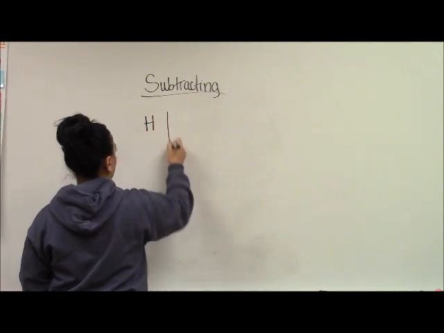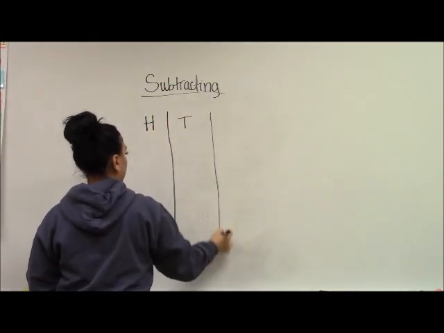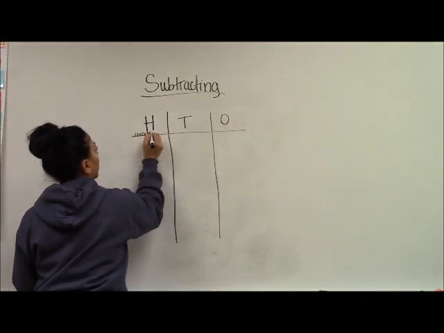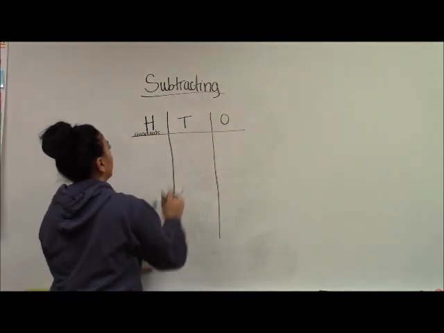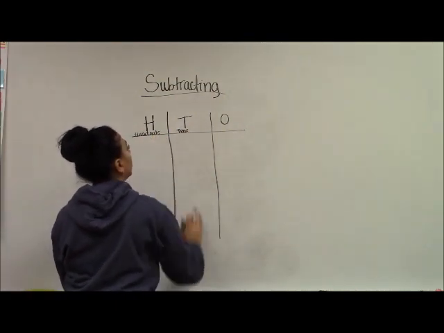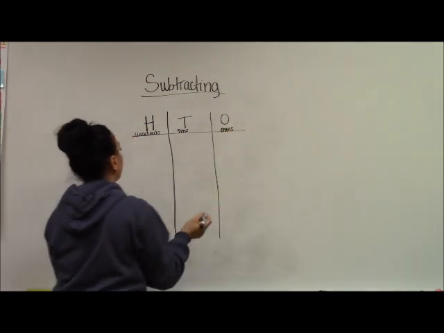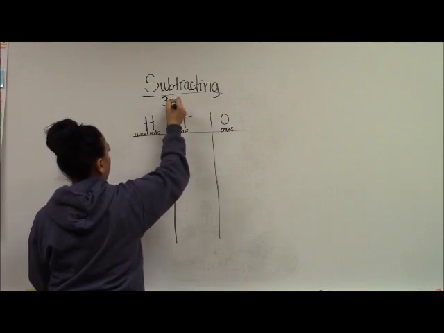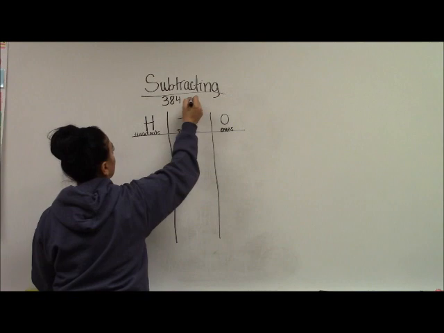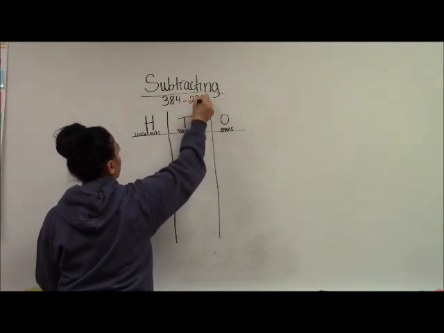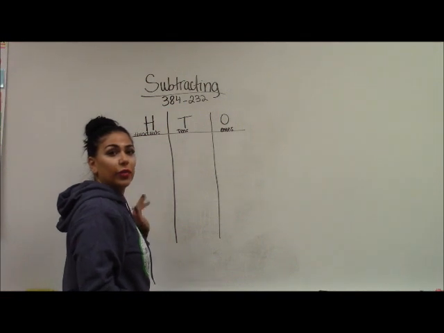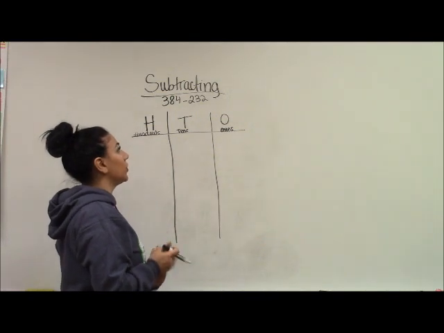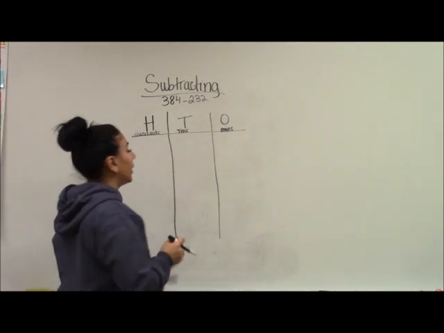I'm going to represent the HTO. And again, this is saying that I'm going to put my hundreds in this column right here, my tens in this column, and my ones in this column. So here we go. If I were subtracting 384 minus 232, I'm going to show you guys how to subtract without having to regroup, also known as borrowing, and how to subtract when you do have to regroup. And so let's just start here.